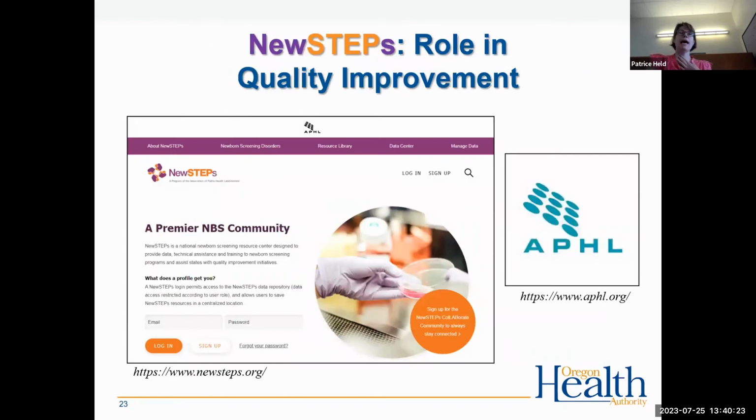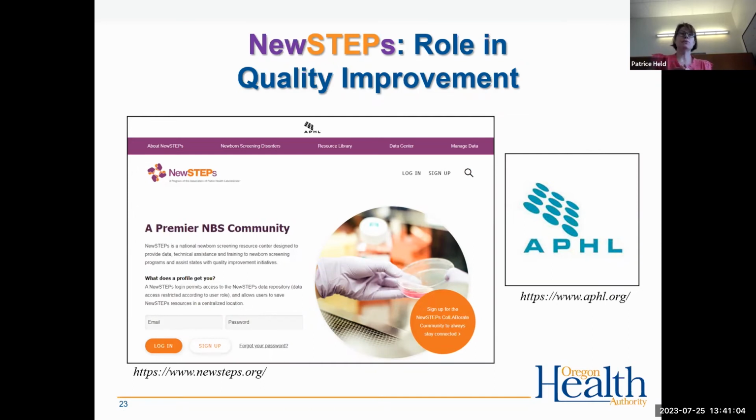Another resource that helps newborn screening programs is provided by the Association of Public Health Laboratories in their resource, NewSteps. NewSteps was created by APHL as a resource center, and it collects data from newborn screening programs about quality assurance metrics and indicators, about disease detection, and it summarizes it for newborn screening programs so that we can understand how our program matches up to other programs and where there are needs for improvement.